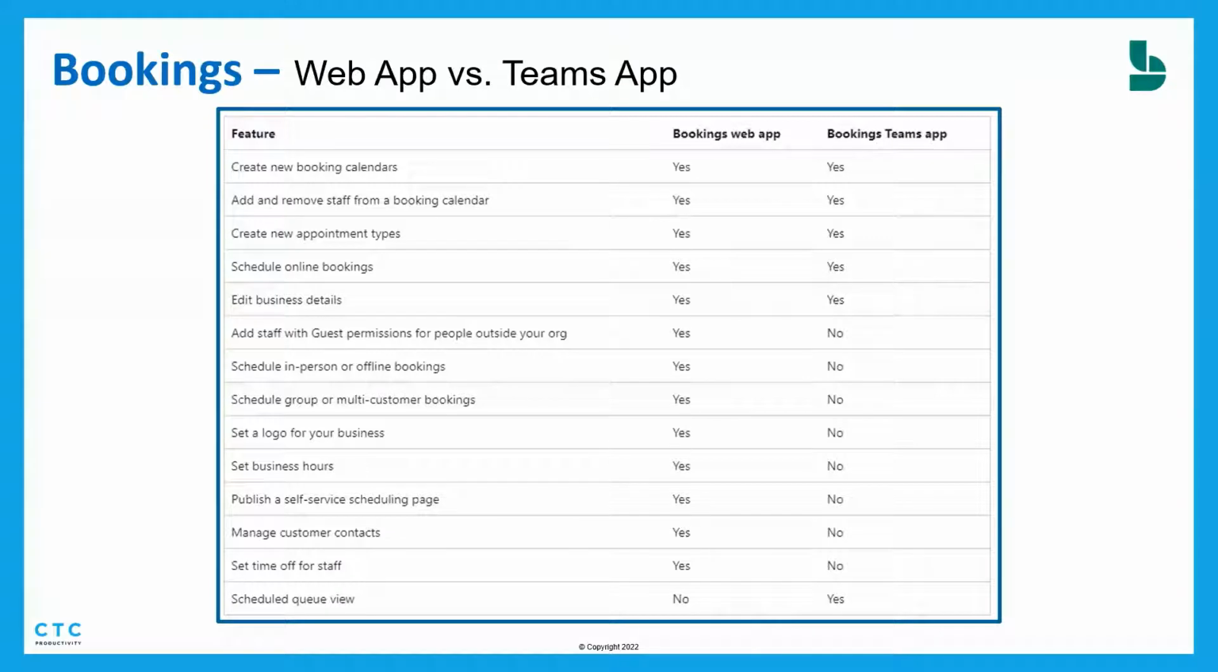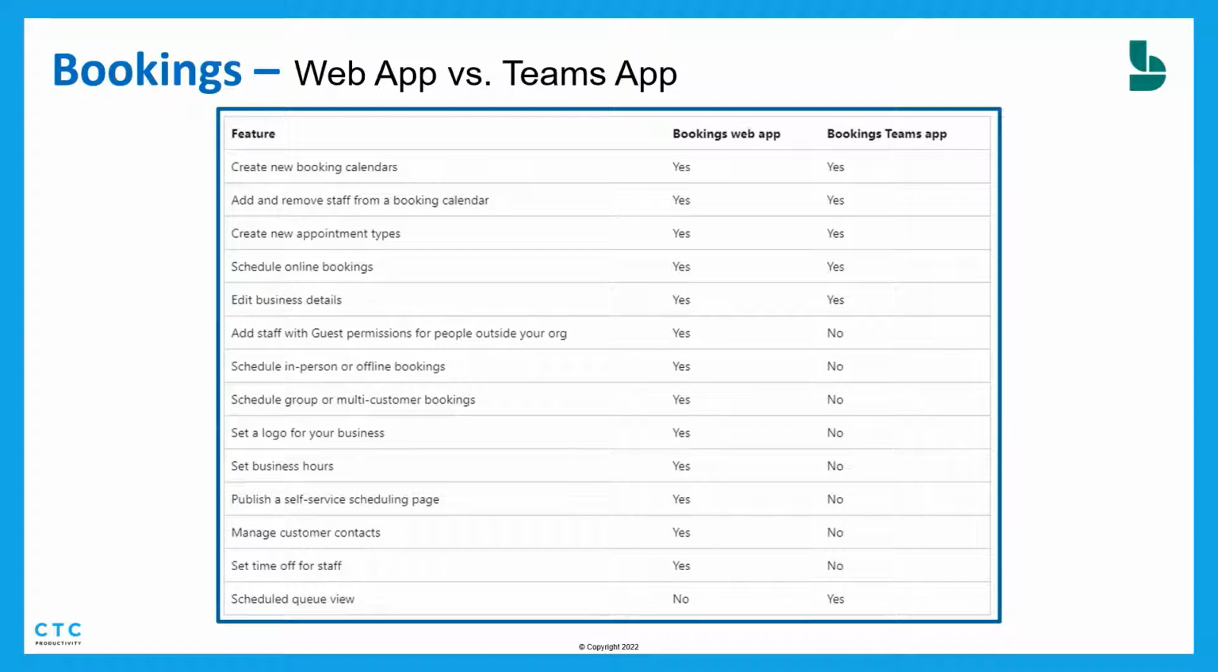This just shows what the differences are. If I'm using the Bookings web app, or if I'm booking in Teams using the Bookings Teams app, what are the differences? And you can find this on Microsoft. You can just go ahead and search, whether using Bing or Google, and pull this up for yourself to compare.